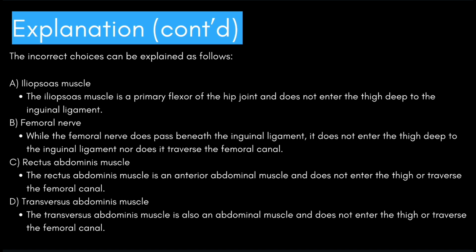Iliacus muscle. The iliacus muscle is a primary flexor of the hip joint and does not enter the thigh deep to the inguinal ligament. Femoral nerve. While the femoral nerve does pass beneath the inguinal ligament, it does not enter the thigh deep to the inguinal ligament, nor does it traverse the femoral canal. Rectus abdominis muscle. The rectus abdominis muscle is an anterior abdominal muscle and does not enter the thigh or traverse the femoral canal. Transversus abdominis muscle. The transversus abdominis muscle is also an abdominal muscle and does not enter the thigh or traverse the femoral canal. Moving on.